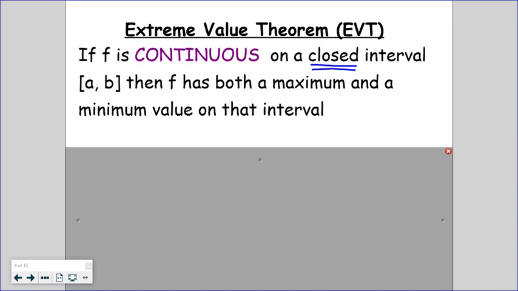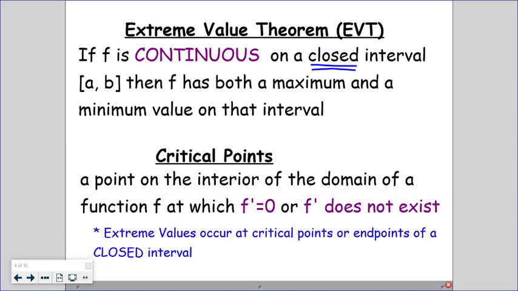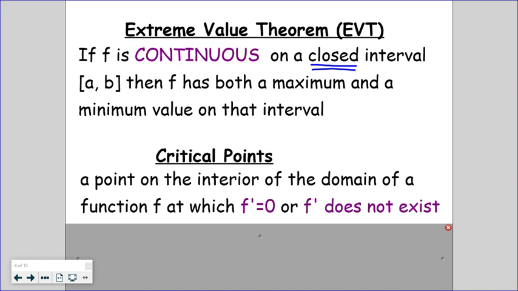The reason the closed interval is so important is that it is a potential location of our maxes and mins. And if there aren't any others, that's where they will be located. And this next part is so huge. Just look at this part for just a second. And that is critical points. You are going to hear that word in every other problem for a long time. And that is this: a critical point is a point on the interior of our domain at which either our derivative equals 0 or our derivative does not exist or is undefined. Critical points are one of the places that your function can have a max or a min.